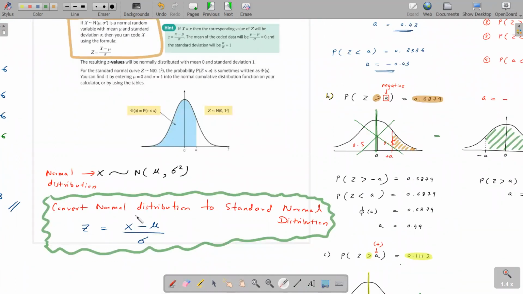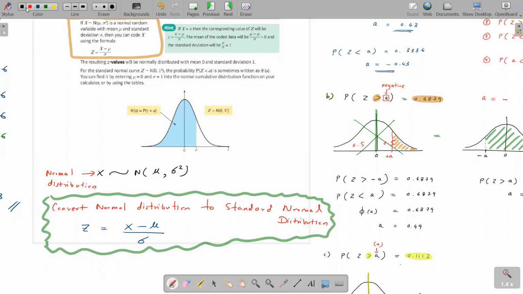Because the table at the back of your book is only given for mean 0 and variance 1. It's not given for different means. Otherwise, for different means, you'd have to have different tables, and that's not practical. You can't have different tables for different means. So we need to work with one table. Whatever the mean and variance they give you, we need a method to convert it.